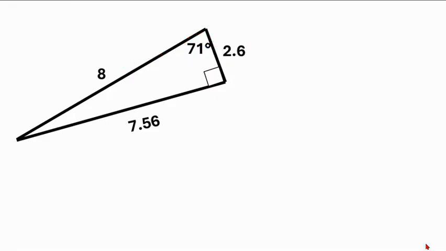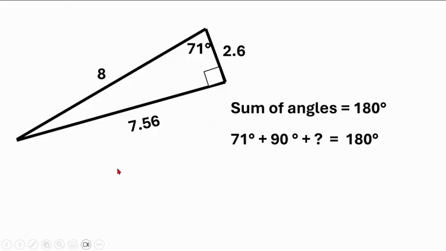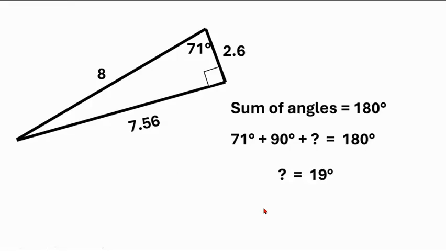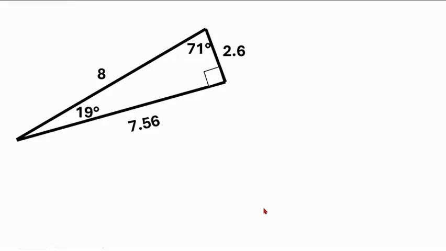And so now we know all three sides. The only thing we're missing is this angle over here. And the easiest way to find that is just to remember that the sum of angles inside of a triangle has to equal 180. And we have two of them already. We have 71 degrees, and we have the 90 degree right here. And so you put those in, and there's only one missing, and we can solve for that missing angle. You add 71 and 90, and then you subtract 161 from both sides, leaving you the mystery angle, which is 19 degrees.